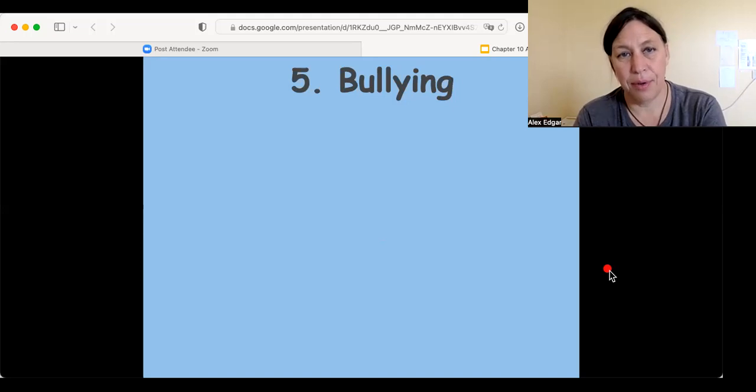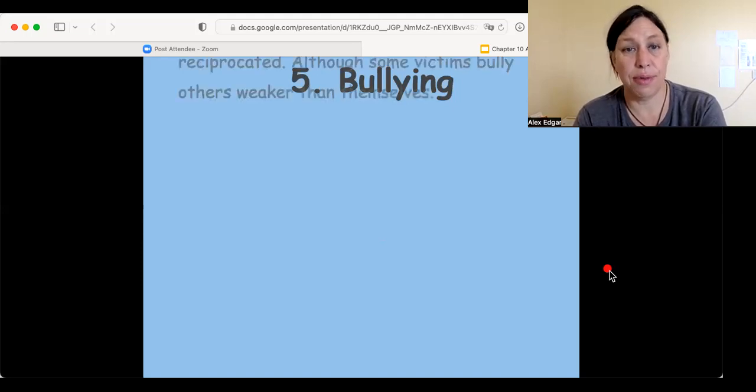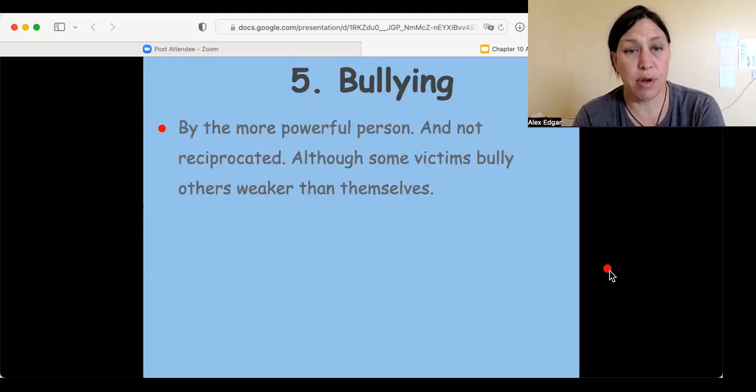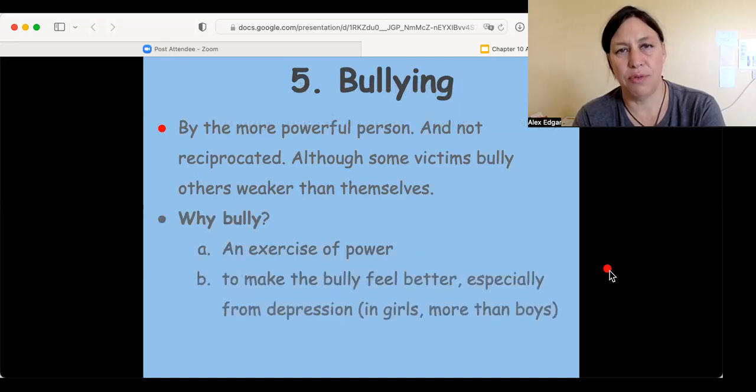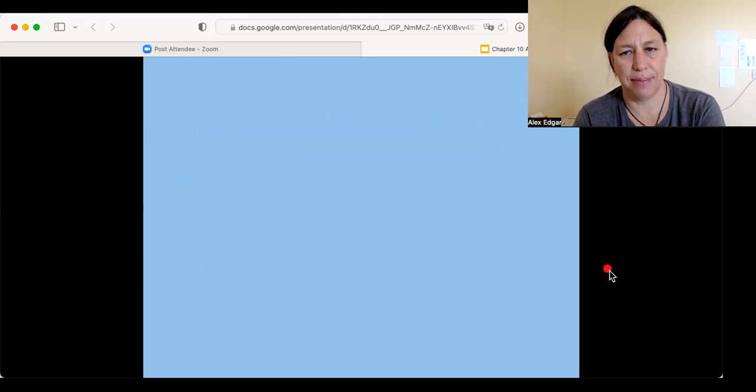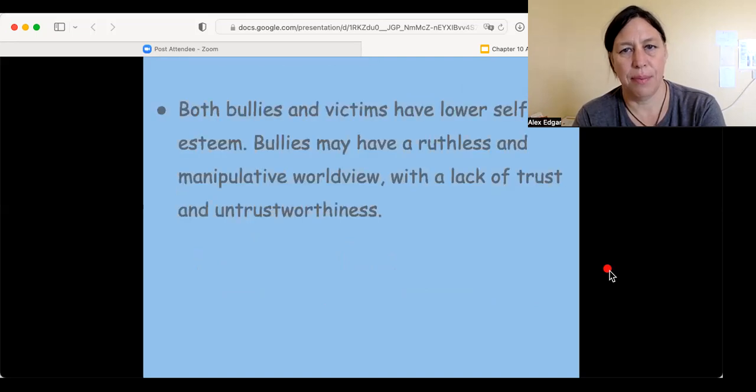Okay, bullying, major cause of suicide, always down the power differential, although some people who are bullied then bully others who are weaker than them. People bully in order to exercise power, feel better, especially for girls, and get power through status. Both bullies and victims have lower self-esteem.